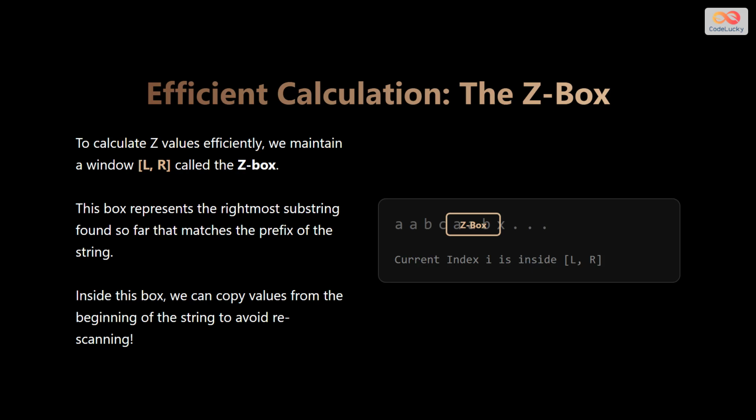Calculating the Z array naively would still be slow. To make it linear time, we use a concept called the Z box. This is a window defined by a left and right index, representing the furthest substring we've found so far that matches the prefix. By keeping track of this box, we can copy previously calculated values instead of scanning from scratch.